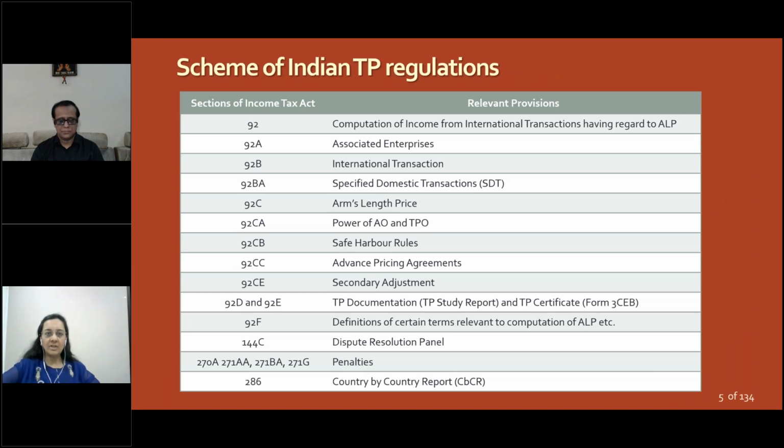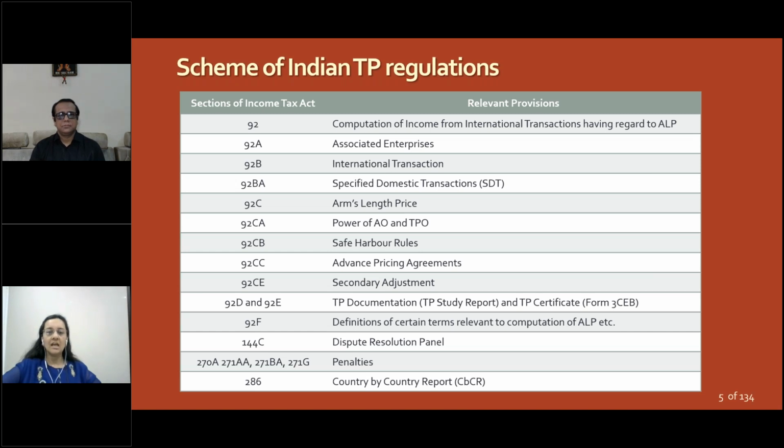What is the Indian TP regulation? The Indian TP regulation is housed in Chapter 10 of the Income Tax Act. It starts from Section 92 and goes all the way to Section 92F. The disputes emanating from transfer pricing go to either the dispute resolution panel or to the CIT appeal, usually to the dispute resolution panel, which is especially constituted for appeals arising out of TP regulations or of international transactions.